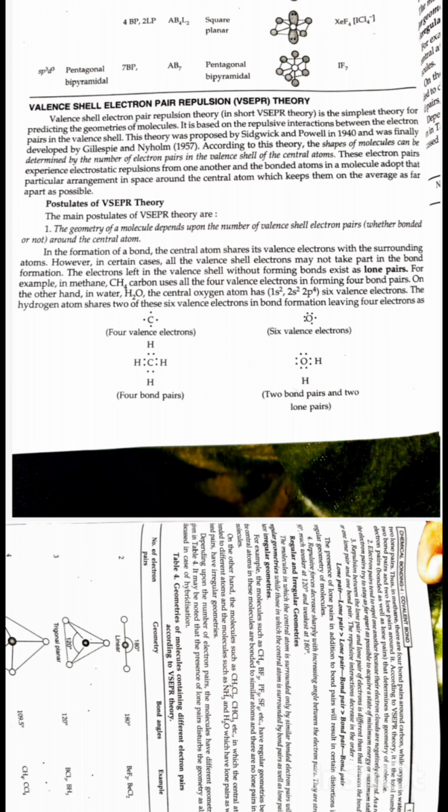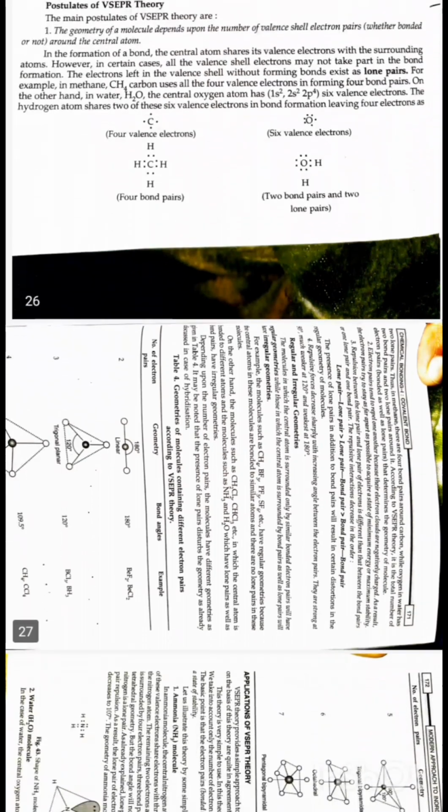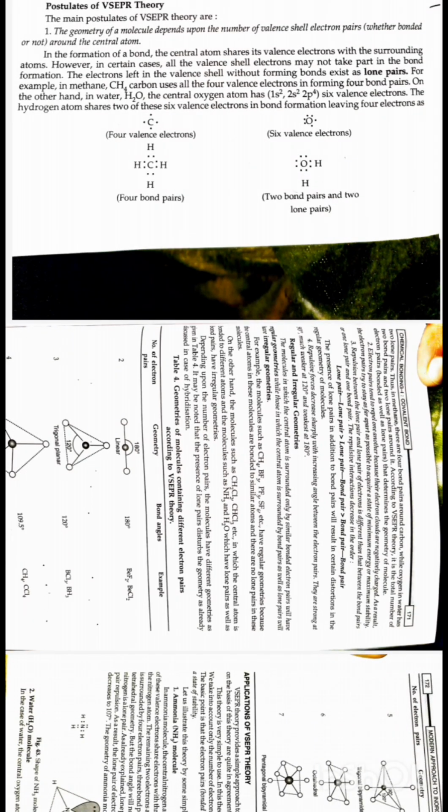For example, in methane, carbon uses all the 4 valence electrons in forming 4 bond pairs. On the other hand, in water, H2O, the central oxygen atom has 1s2, 2s2 and 2p4, 6 valence electrons. The hydrogen atoms share 2 of these 6 valence electrons in the formation, leaving 4 electrons as 2 lone pairs. Thus, in methane, there are 4 bond pairs around carbon, while oxygen in water has 2 bond pairs and 2 lone pairs around it. According to VSEPR theory, it is the total number of electron pairs, bonded as well as lone pairs, that determines the geometry of the molecule.